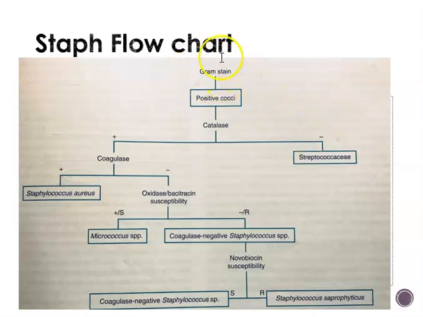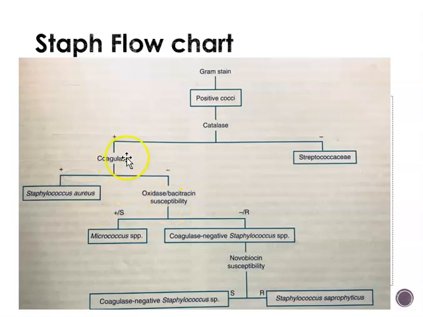So again, we start out with the gram stain. We know that we've got a gram-positive cocci. Then we would do the catalase test. If it's positive, that tells us that it is a staph. Remember on the preceding PowerPoint, I said in the general characteristics, all staph species are catalase positive. If it was catalase negative, that would be in the family Streptococcaceae, which we'll get into in the next unit.